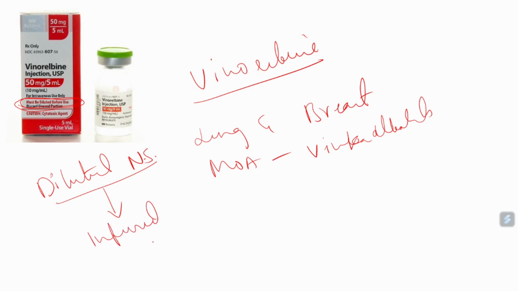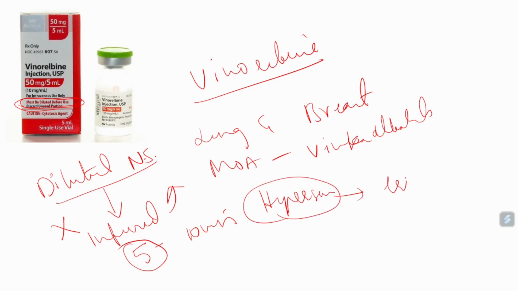It is infused at least 5 minutes, 5 to 10 minutes. At least 5 minutes we should take time to infuse. Rapid bolus infusion is always contraindicated with vinorelbine. Why? Because it will cause lethal adverse effects, particularly hypersensitivity reactions, and it is very irritating, irritative, and it is cytotoxic.